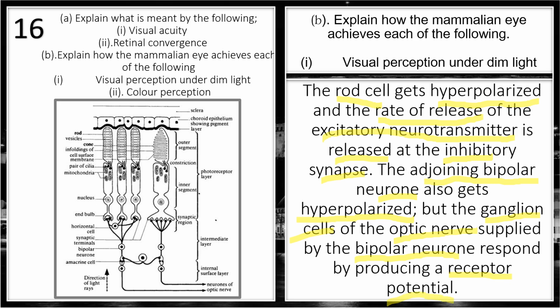So what we are having, our rod cells are going to be hyperpolarized, and the excitatory neurotransmitter is going to be released at the inhibitory synapse, and the adjoining bipolar neuron also gets hyperpolarized, but the ganglion cell down here is now going to generate its own receptor potential.